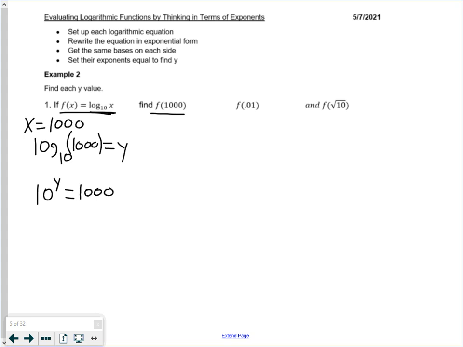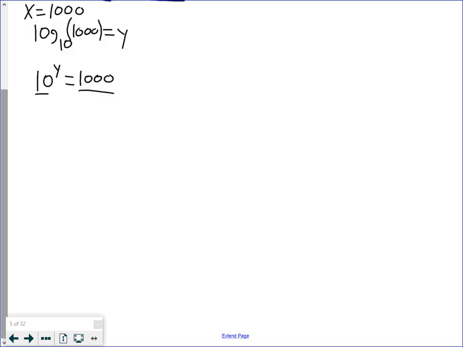equals 1000. And once you convert it into exponential form, we want to make sure that both bases on both sides of the equal sign are the same. So right now we have a base of 10 and a base of 1000, but that 1000 is the same thing as 10 to the third. So we have 10 to the y equals 10 to the third. 10 to the third power is 1000, so it's the same thing. We're just rewriting it.